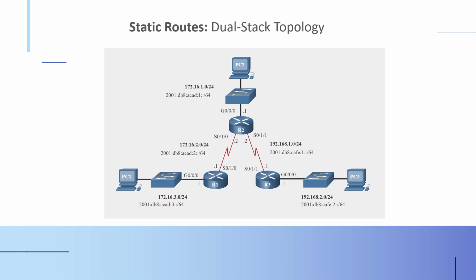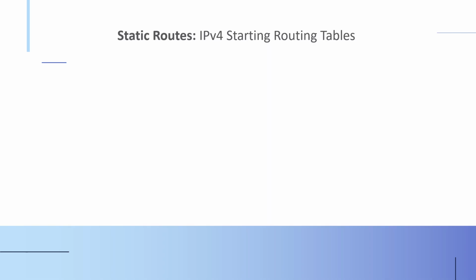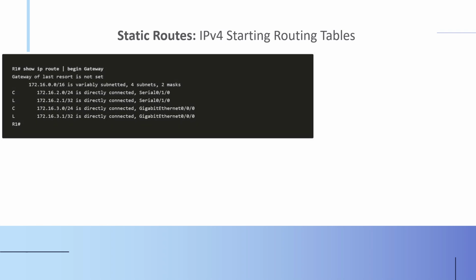So let's start with IPv4 and begin by looking at the routing table. We will start with router 1. Let's use show ip route and see what is in the router 1 IPv4 routing table. We will use this command for router 2 and router 3 as well. Then we can see if router 1 can ping router 2, and we can see that router 1 cannot ping router 3. Why is the question. So let's see.